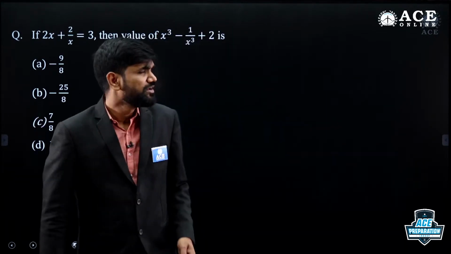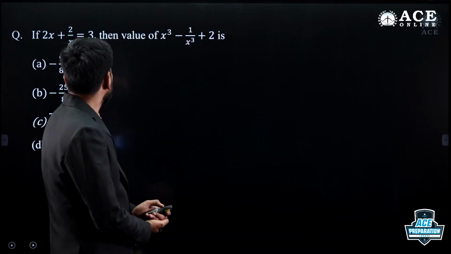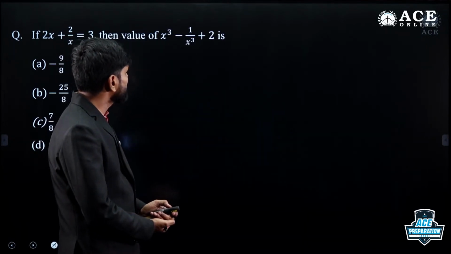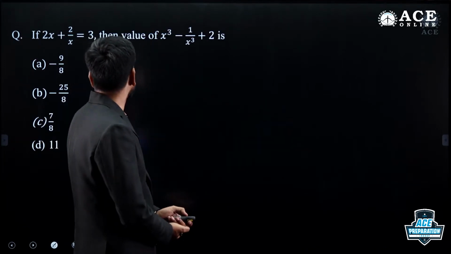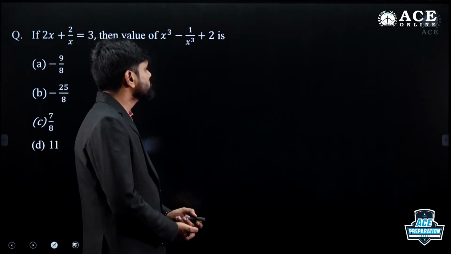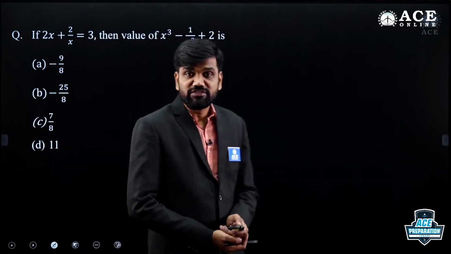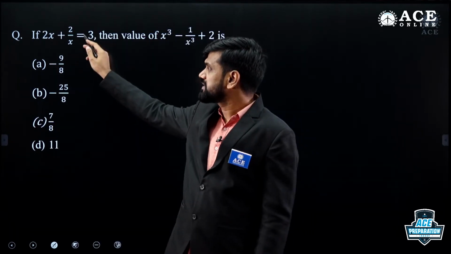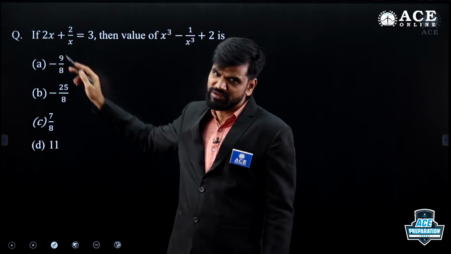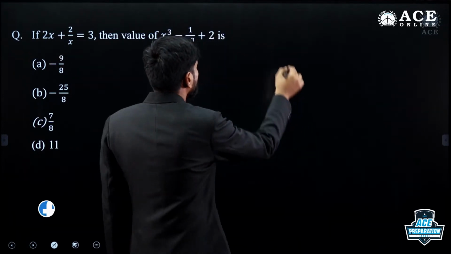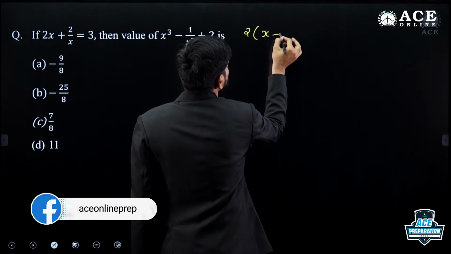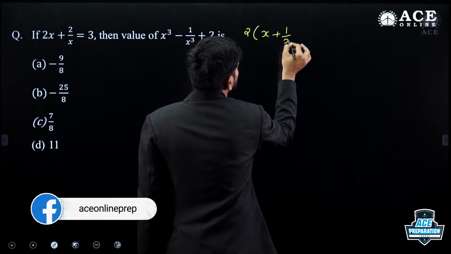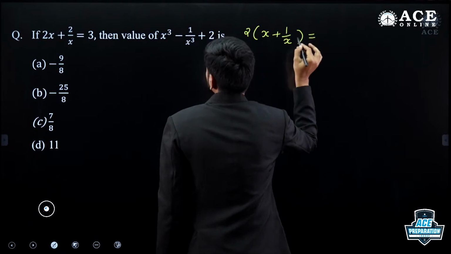Okay. So 2x plus 2 by x equal to 3, then the value of x cube minus 1 by x cube plus 2 is, okay. So here what is given? 2x plus 2 by x. You take 2 common here. If you take 2 common, that will give you x plus 1 by x. X plus 1 by x is equal to how much? 3.